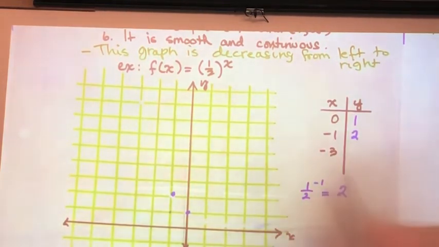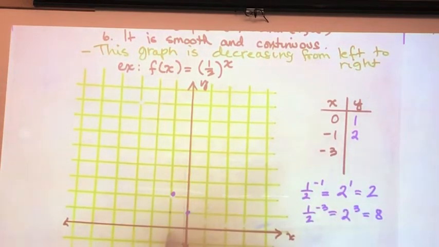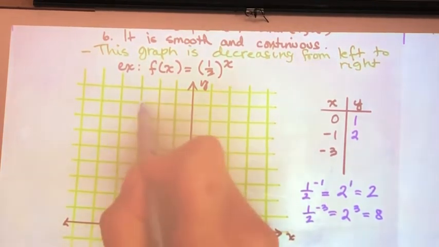And if I have 1/2 to the negative third power, once again, I have to flip the whole thing to make the exponent positive. So if I flip this, I get 2 to the third power, which is equal to 8. 1, 2, 3, 1, 2, 3, 4, 5, 6, 7, 8.